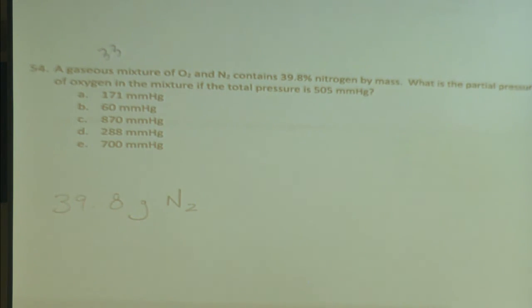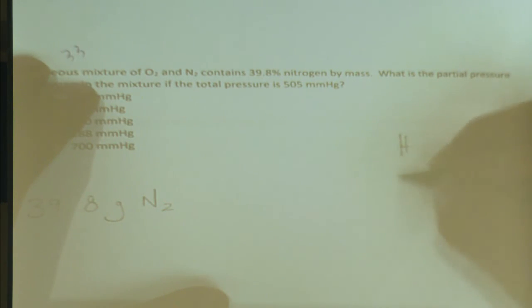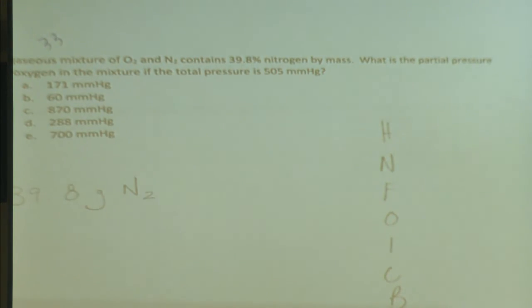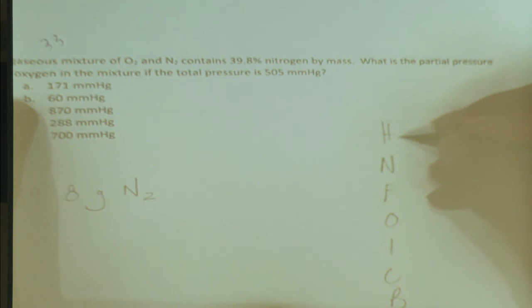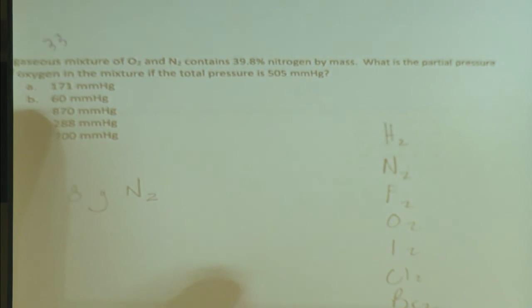How do we remember what our diatomic molecules are? You guys remember that? Yeah, so what is it? Have no fear of ice cold beverages. What's the first one? Hydrogen, nitrogen, fluorine, oxygen, iodine, chlorine, bromine. So yeah, that's how you remember that.